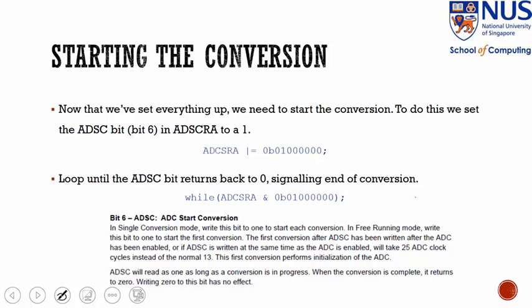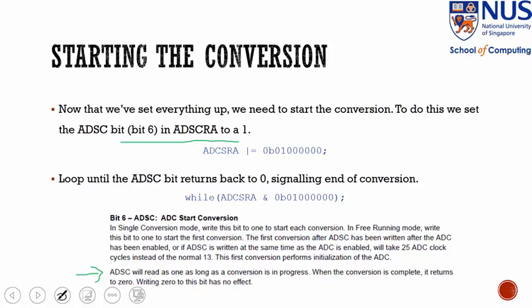And how do we start the conversion? We need to write a 1 to bit 6 of the ADC control register. Basically that is your ADC start conversion. And if you see this explanation here, it says that ADSC will read 1 as long as conversion is in progress. And when conversion is complete, it returns a 0.